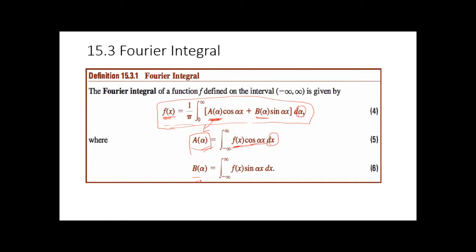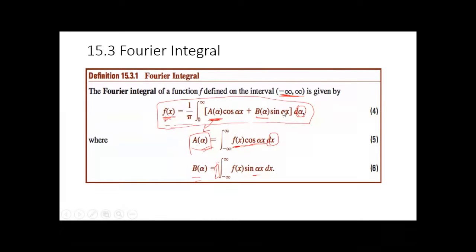Similarly, B(alpha): do the integration of the same function with respect to sine alpha x. Here there is no constant term, and the limit is from negative infinity to positive infinity throughout this region, right? So when you find A(alpha) and B(alpha), substitute in equation number 4, then you are done.